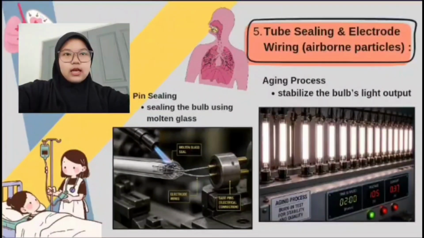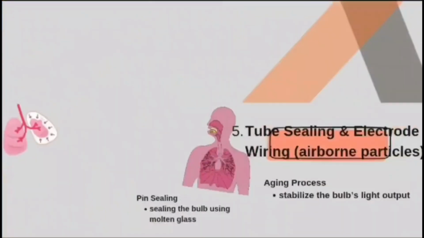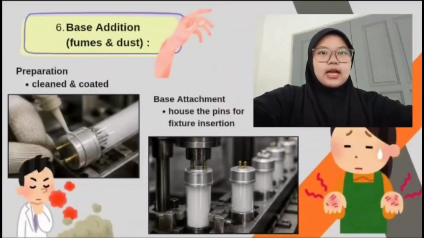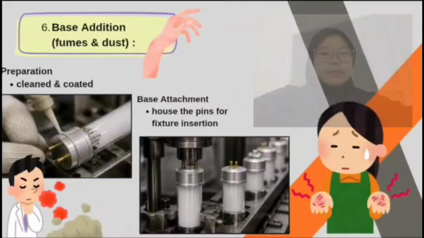Next is tube sealing and electrode wiring, which involves pin sealing and the aging process. During the heating and sealing process, it may release vapors and airborne particles, which can irritate the lungs. After that is base addition, which involves preparation and base attachment. During the base addition process, it may involve metal materials and adhesive that can release fumes or dust. This exposure may cause skin and respiratory irritation.